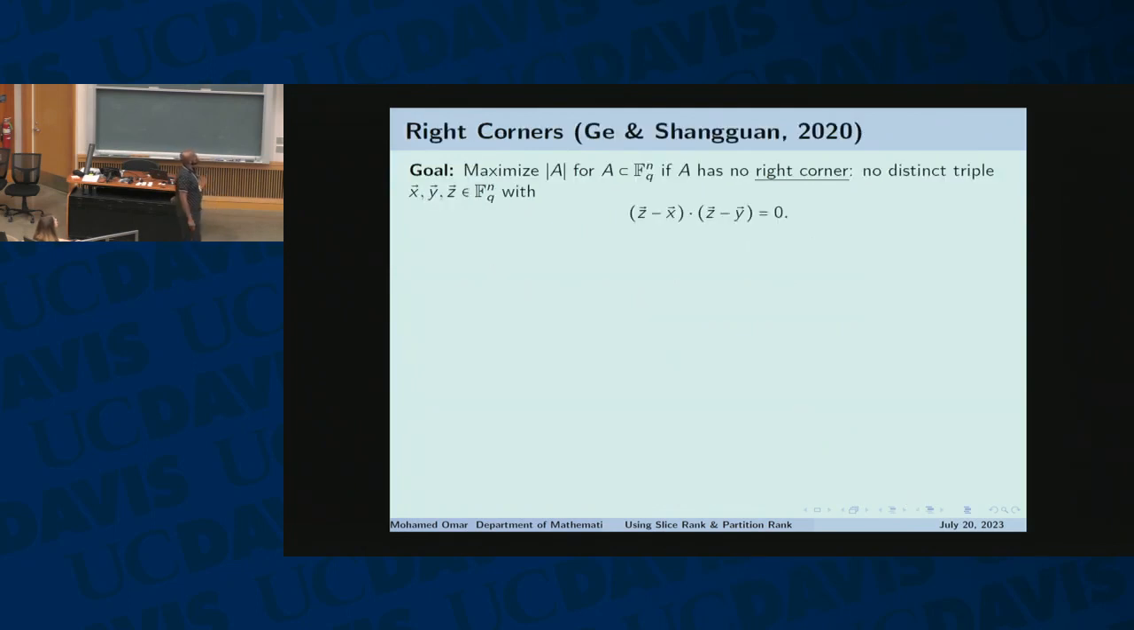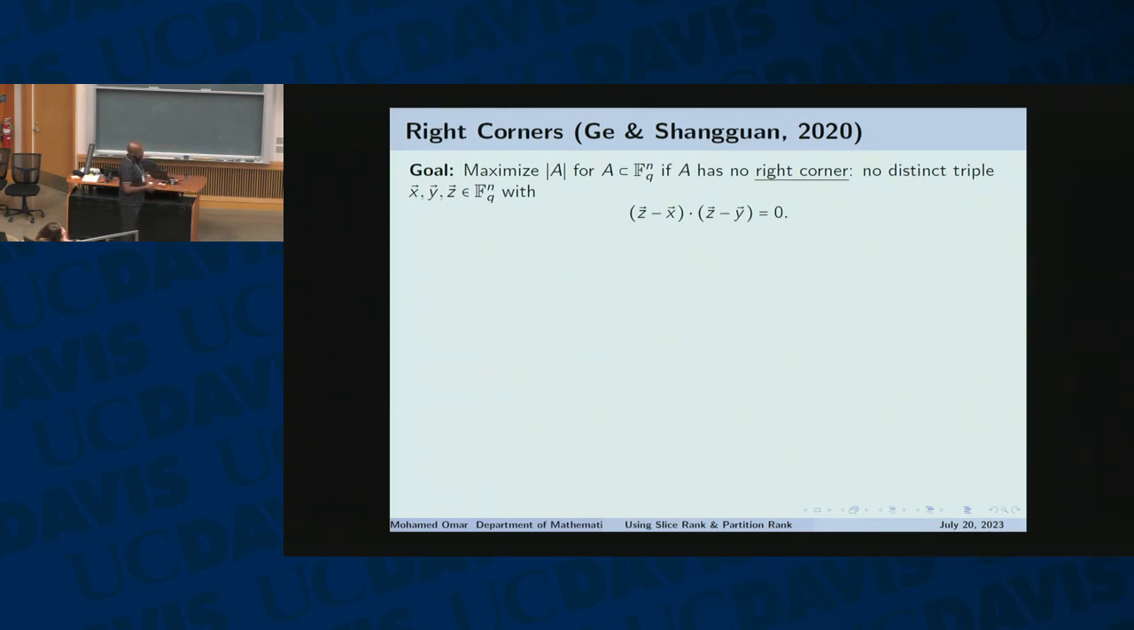Okay, so a similar type of problem. In this article they were thinking about maximizing subsets of an n-dimensional vector space over F_q, where q is a prime power, that has no right corner, right? Right corner meaning you have orthogonality at one particular triple of vectors. So a way that you can be explicit about that is to say you have no distinct triple x, y, z with this particular inner product happening, right? We have a right angle right at z.